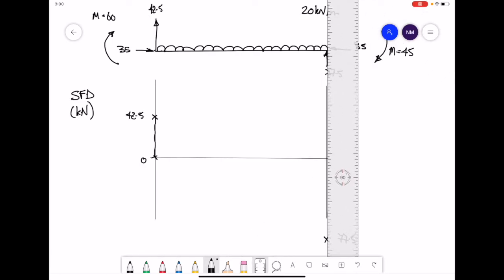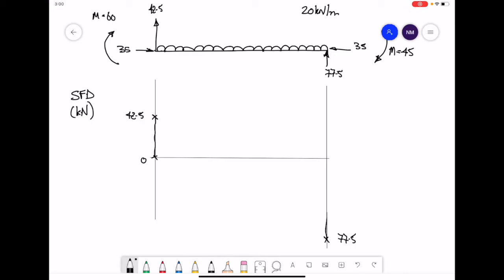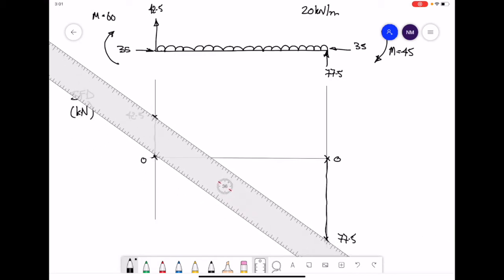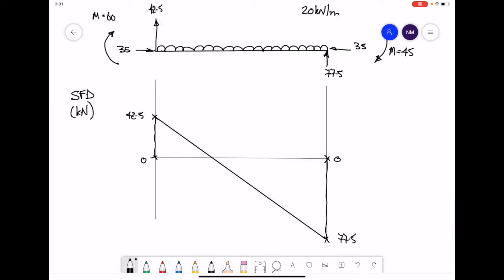Just going to keep the construction line going down a bit more. Then the last force we have on the end of the beam, 77.5, will bring us back and close our shear force diagram back to 0. To join the 2 dot crosses from the left to right hand side, you should know from a UDL that you would get a diagonal line. The gradient of the diagonal line is equivalent to the rate of the UDL. There's our shear force diagram drawn.